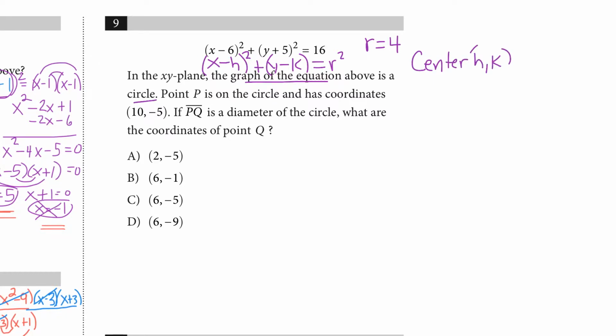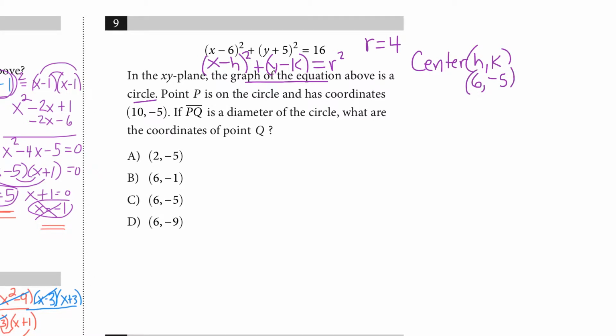And in this problem, if minus h is a minus 6, then h would be 6. And a minus k is 5. So that means that this would be what? A minus 5. So that would be the center, and that's where we start.